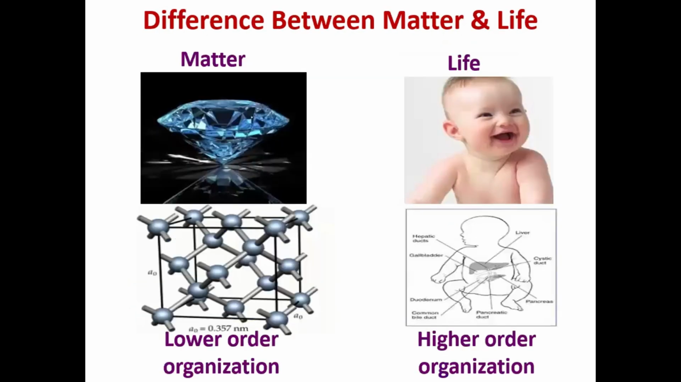If you simply define it, matter is a simple lower order organization, and life is a higher order organization. So how do we answer the question of how life began from the lower order organization? Let us see what chemical evolution says about it.